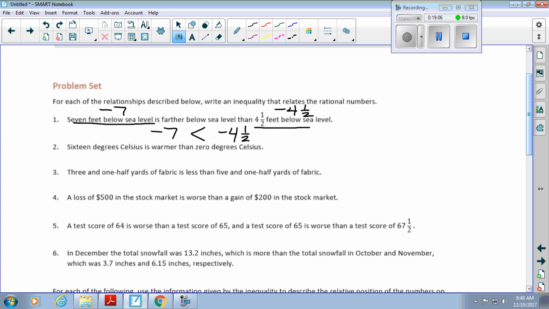All right, number 2 says 16 degrees Celsius is warmer than 0 degrees Celsius. So we have 16 compared to 0.